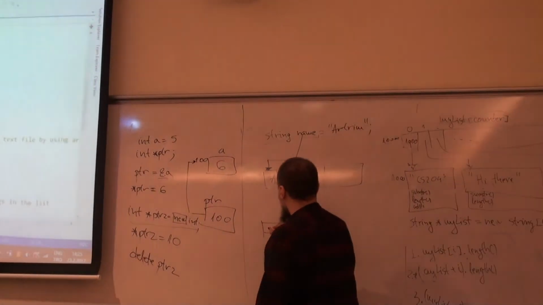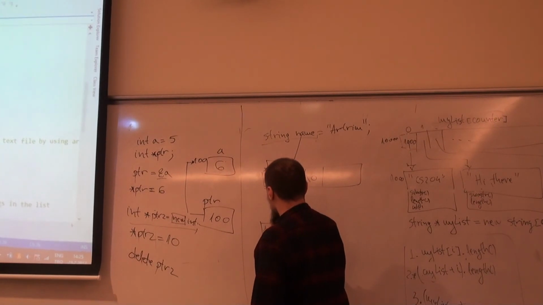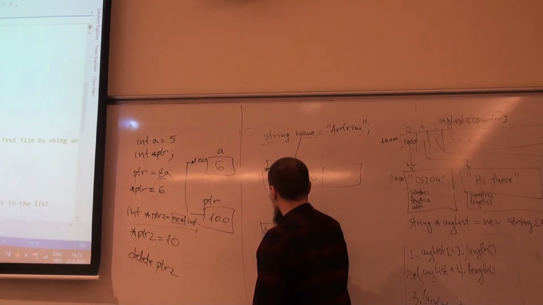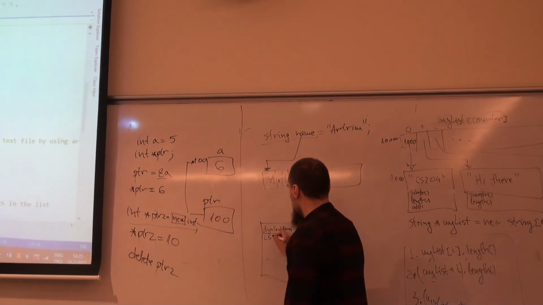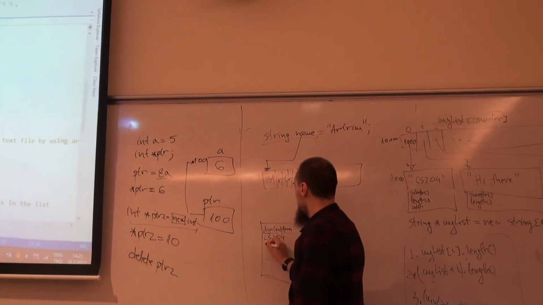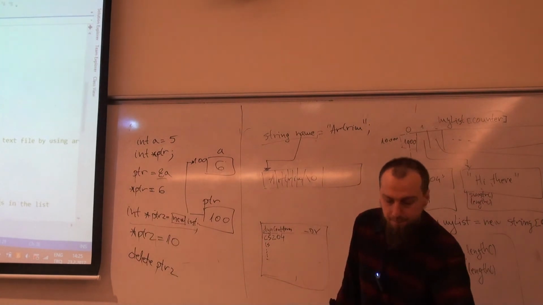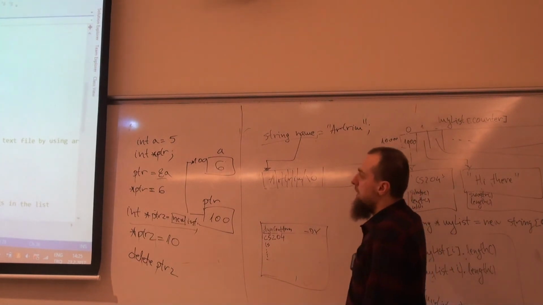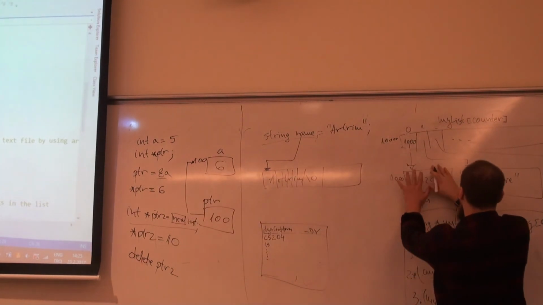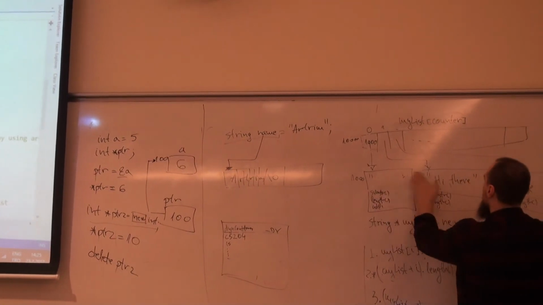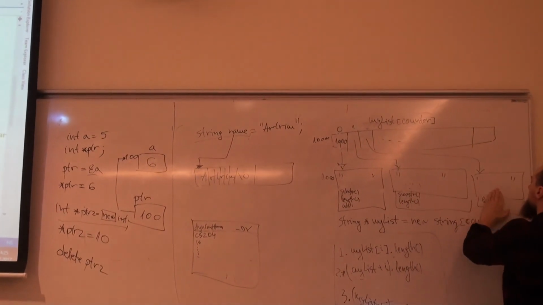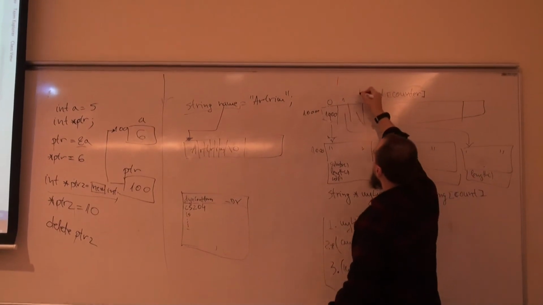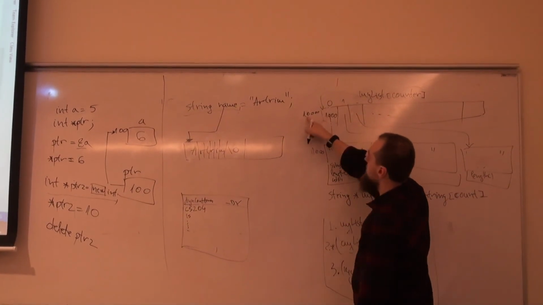If this is my input file, dynamic array content, or what was the name of the file? Never mind. I had here CS, this was the content, CS204 is blah blah blah. So I created this array. Those guys are initially empty, I don't have anything here. My list points to the first element, so it's 10,000.